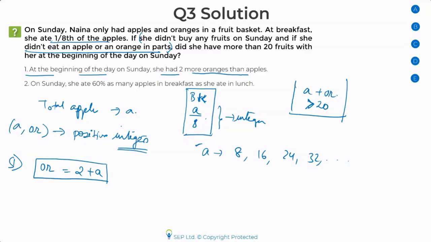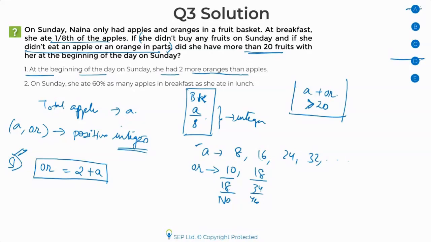Even if you want to do a hit and trial and check very quickly whether the number of fruits can be more than 20 or not, you can say, okay, what is the minimum value of A? It could be 8. So the number of oranges could be 10. Is it more than 20? No, it is not. If A is 16, this would be 18, so the total is 34. Is this more than 20? Yes. So notice you're getting two contradictory answers from statement 1. The moment you get two contradictory answers from a statement, you can discard it. You can say the answer cannot be A. That I'm sure of. The answer cannot be D, because in one case I'm getting less than 20, and in one case I'm getting more than 20.